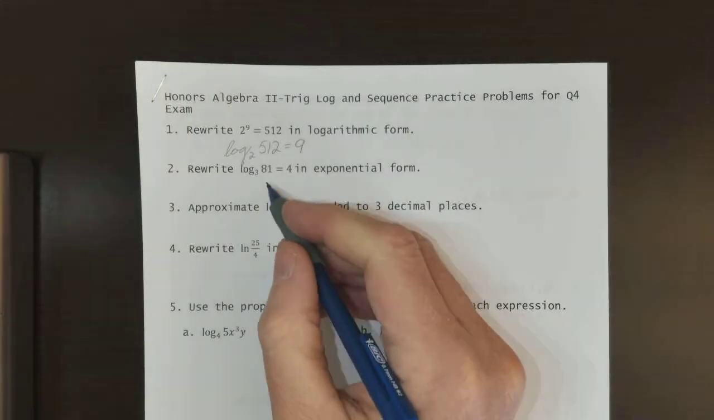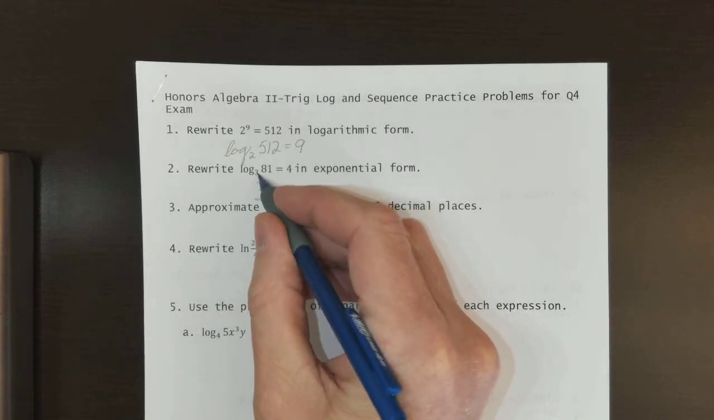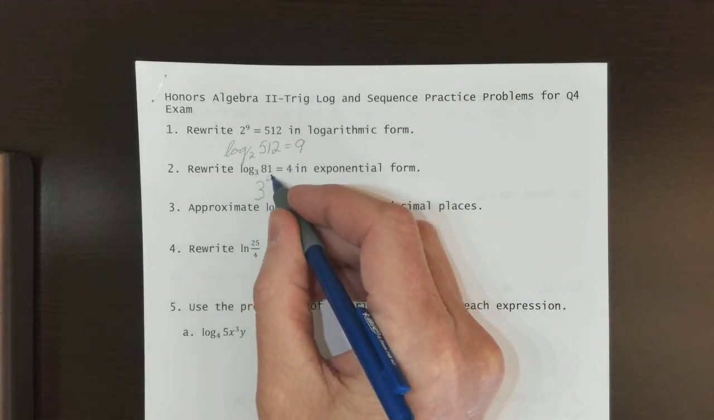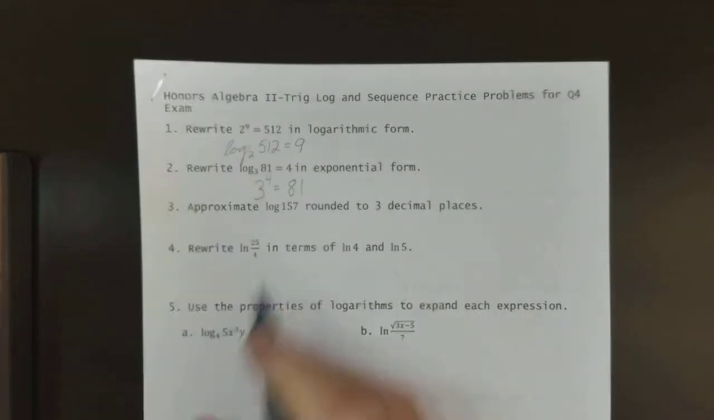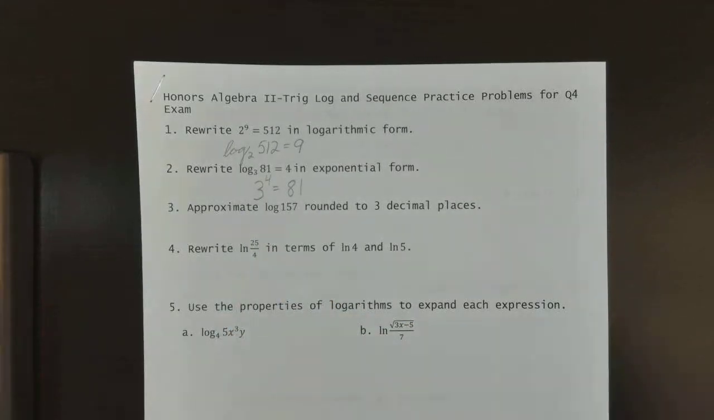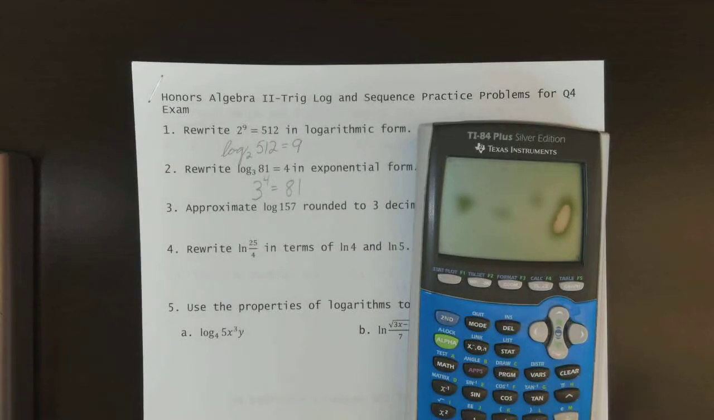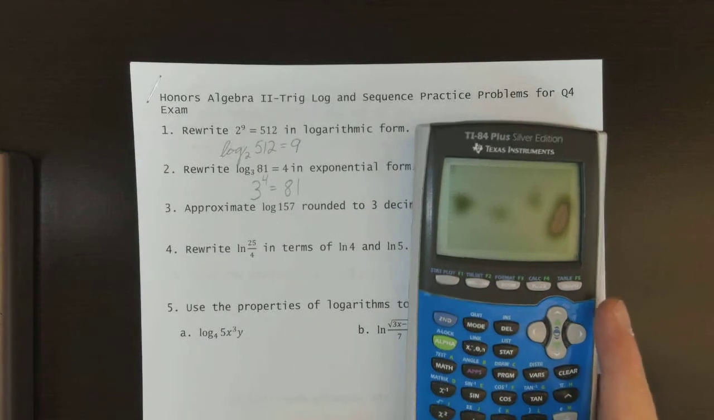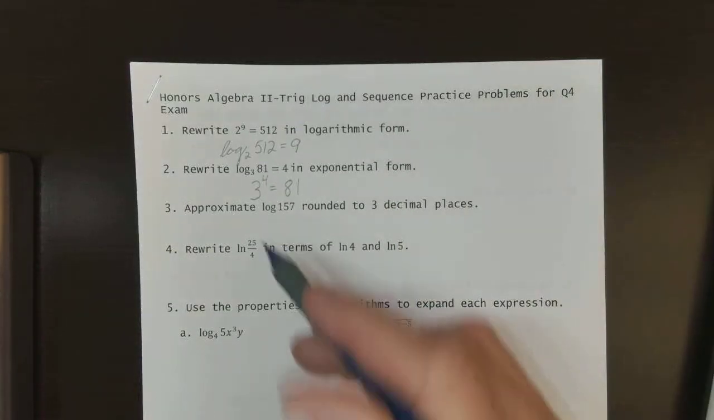Alright, now we go the other direction here. 3 is the base. The exponent is that answer there, equals 81. Now, number 3, it says approximate log of 157 rounded to 3 decimal places. And that's log base 10 of 157. I'm seeing 2.196.